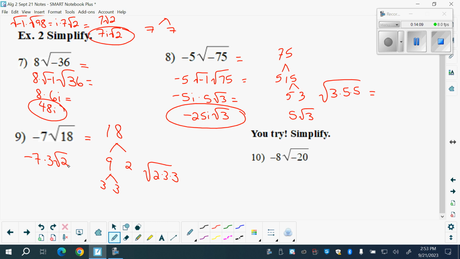That's right. So I put this here on purpose. On your worksheet that you get today, you're going to have some on the inside that are positive and some that are negative. So then we do want to simplify this, and this would be negative 21 times the square root of 2. Okay, go ahead and do the try.